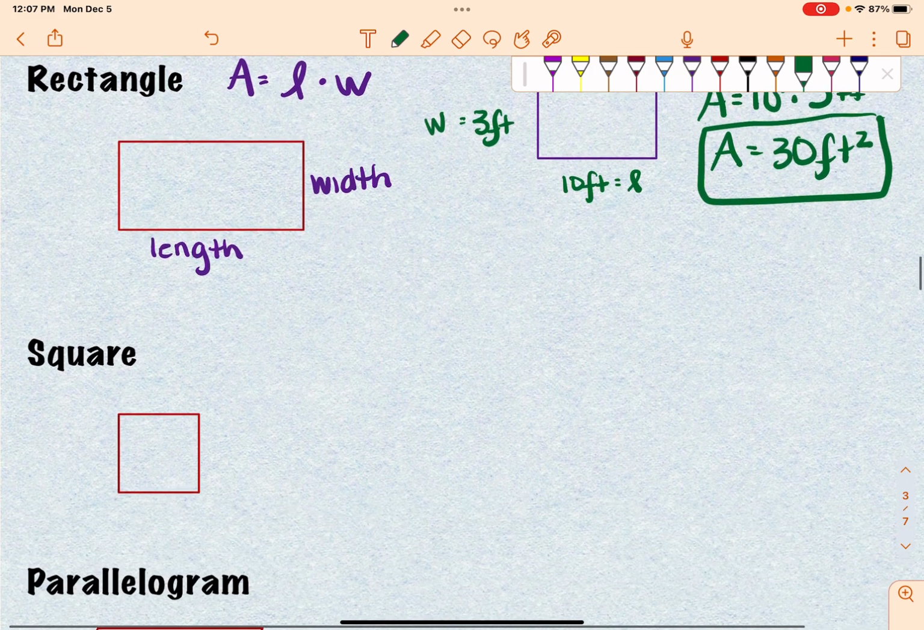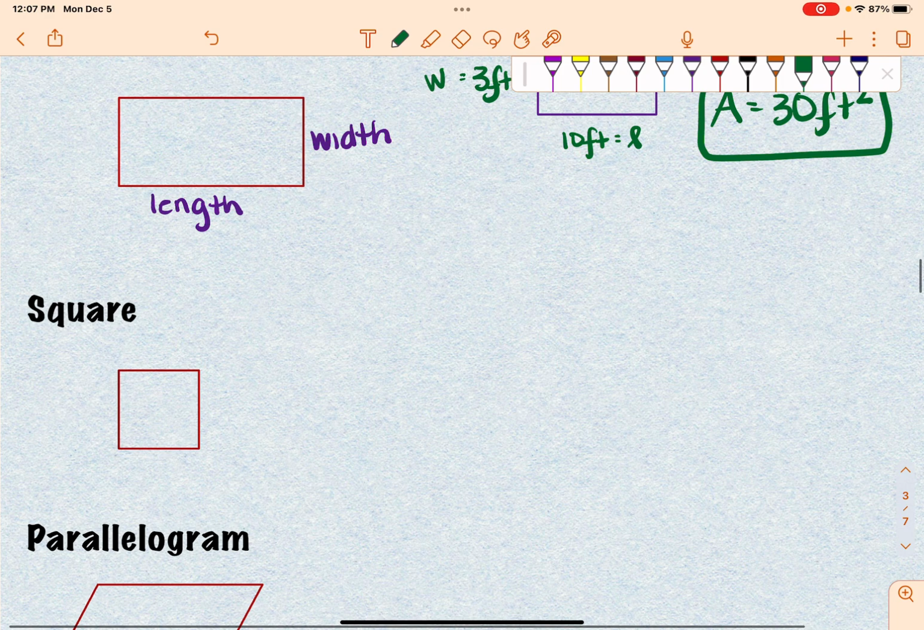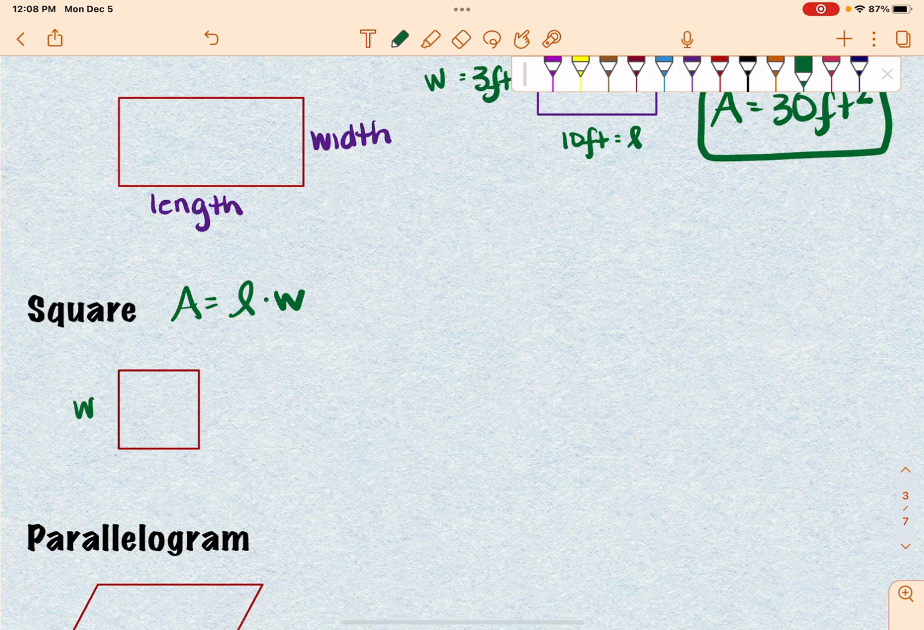Okay, now if we deal with a square we can still do our area as length times width. The only difference is if it's a square, they happen to all be the same. So that means that even if you did this as width and length, those are going to be the same measurements. So if I give you a picture of a square and tell you this side is 7 inches, that means you should automatically know that the other side has to be the same as well, so 7 inches.